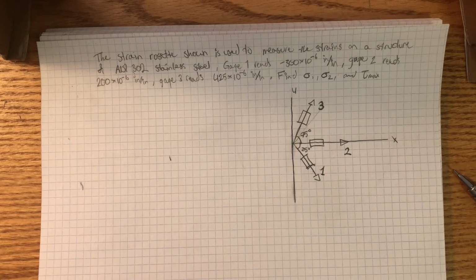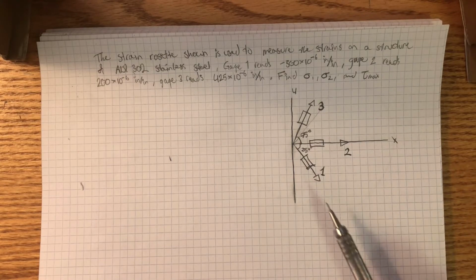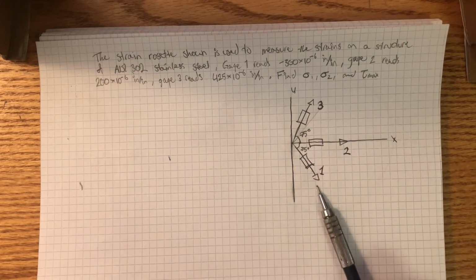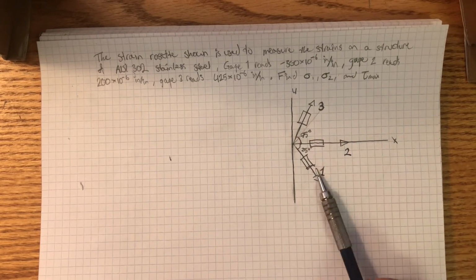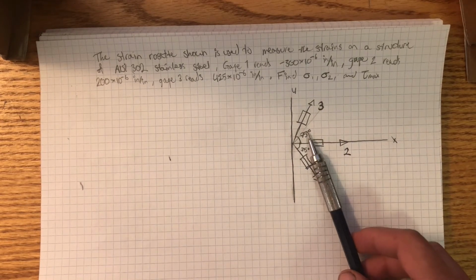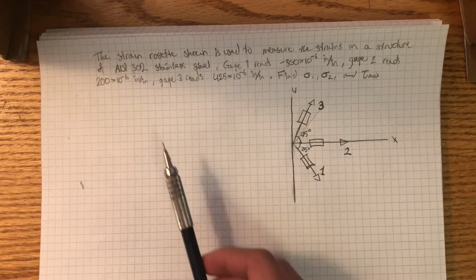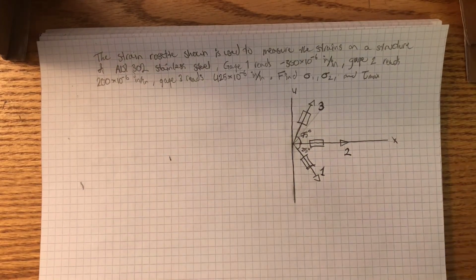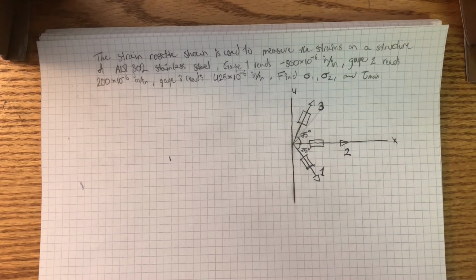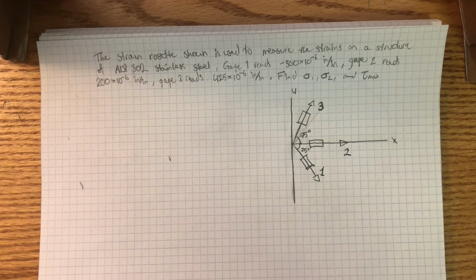So we do that using what's called a strain rosette. So this is our strain rosette. So these are the different strain gauges that we have, and we have given strain values. So this problem is: the strain rosette shown is used to measure the strains on a structure of AISI 302 stainless steel. Gauge 1 reads negative 300 times 10 to the negative 6 inches per inch. Gauge 2 reads 200 times 10 to the negative 6 inches per inch. And gauge 3 reads 425 times 10 to the negative 6 inches per inch.